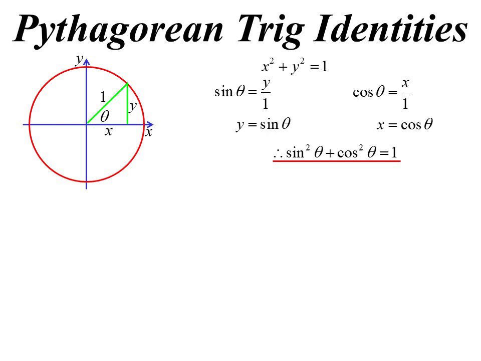And so this is why they're actually called the Pythagorean trig identities, because essentially if you look at it, it comes from Pythagoras. x squared plus y squared is the hypotenuse squared. The sine squared plus cos squared equals 1.